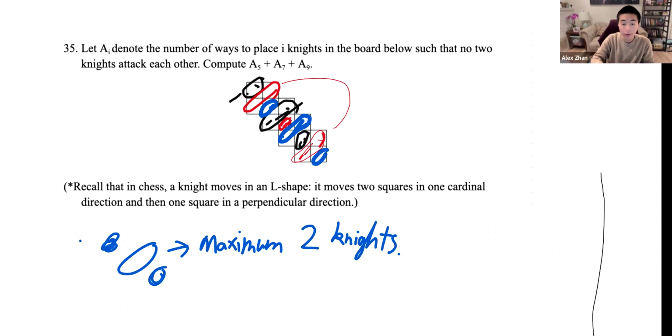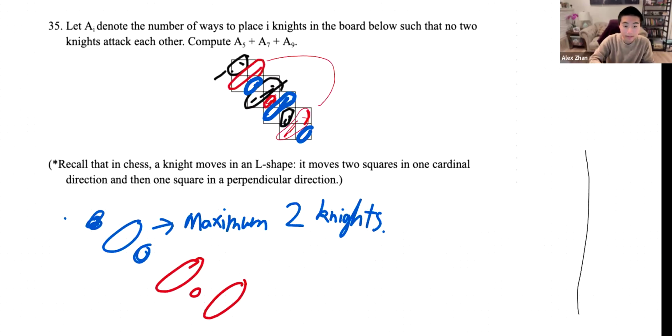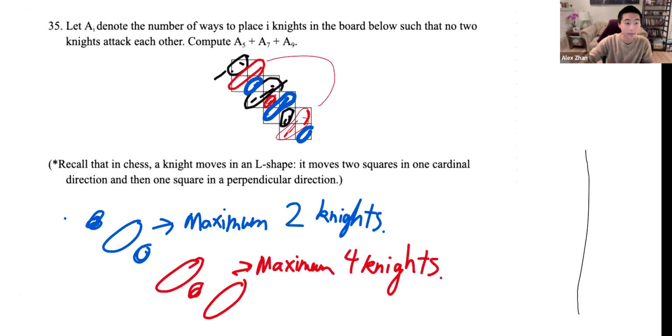Now let's talk about the red group. The red group looks like this. It's 2, 1, 2. The red group can hold a maximum of 4 knights, because the only way to achieve this maximum is to put 2 here, 2 here.